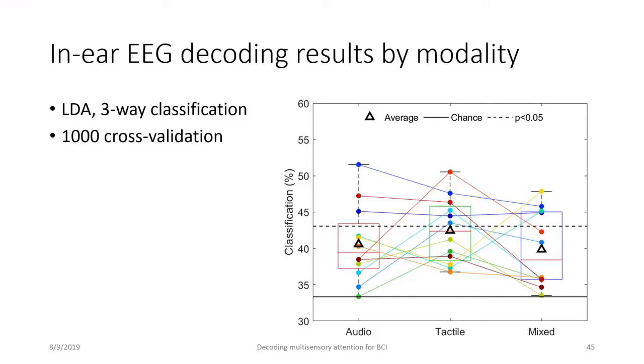Apologies if you broke this out already, but did you show what happens when we have the in-ear electrode and the tactile condition by itself? Is that this one? The in-ear electrode and the tactile, it goes a little bit above chance for most of the subjects. I think it's half of the samples.